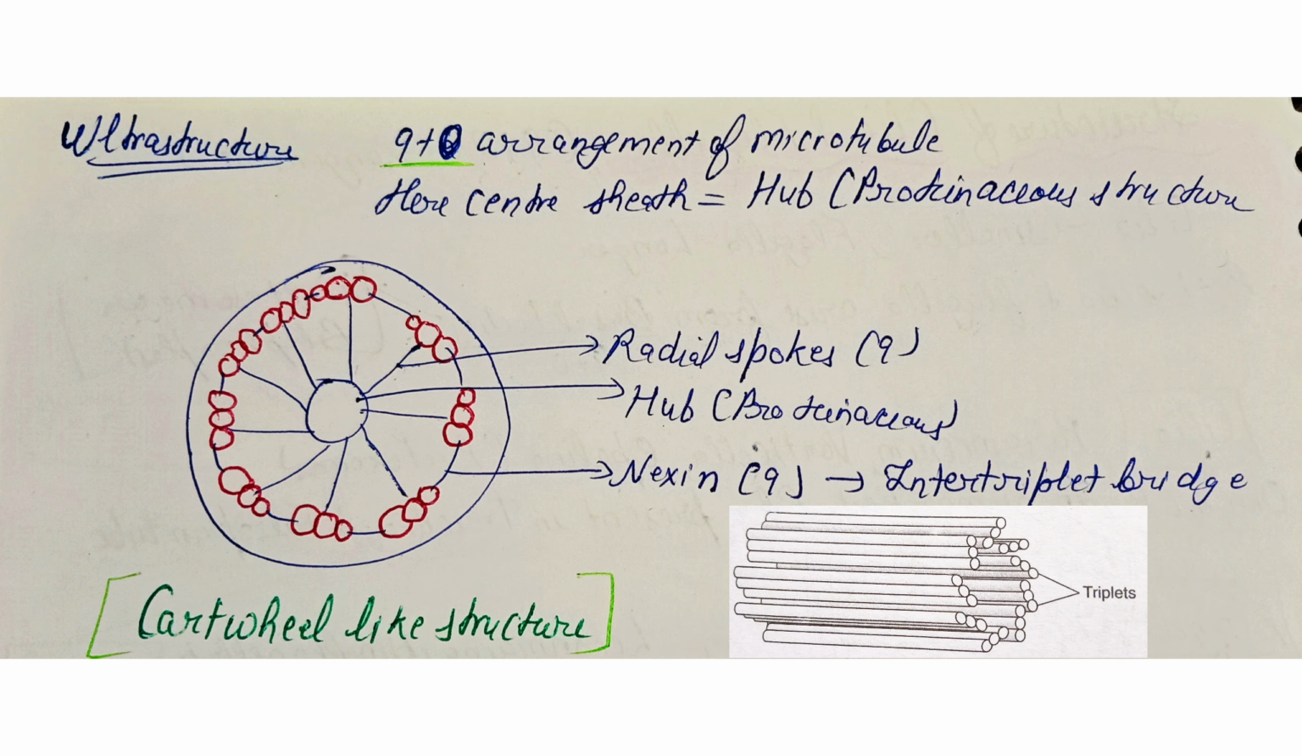The centriole is composed of 27 microtubules which are arranged in 9 triplets and give rise to the 9+0 arrangement. The central sheath here is known as the hub. The structure of the centriole appears like a cartwheel. Each triplet is joined with the nexin.